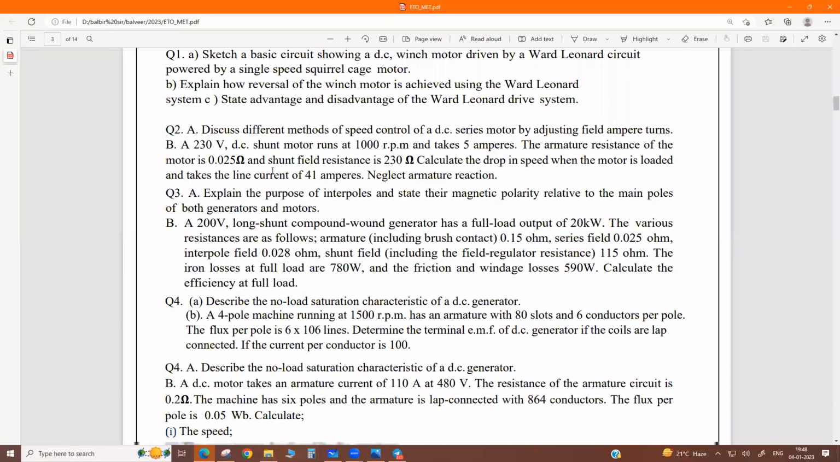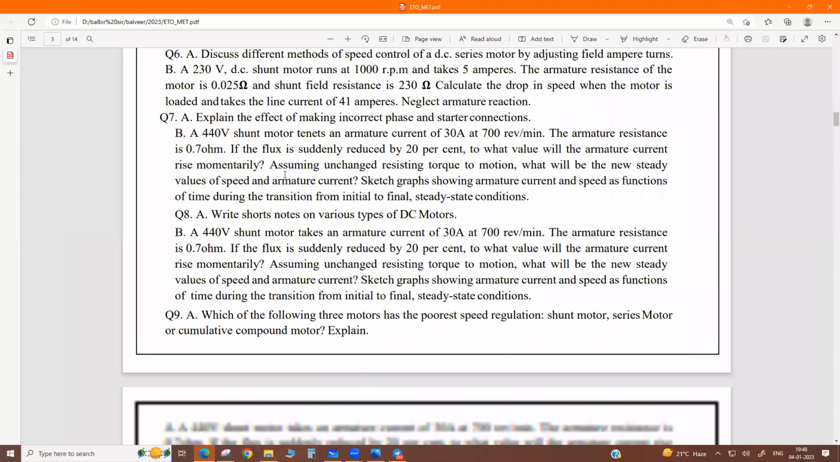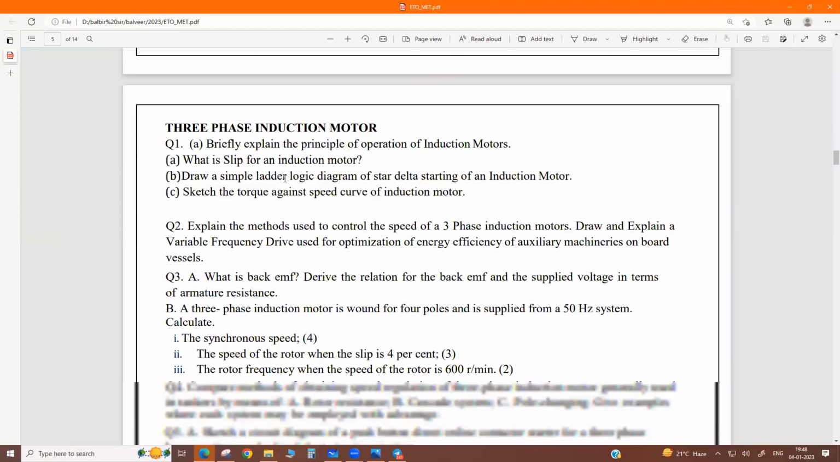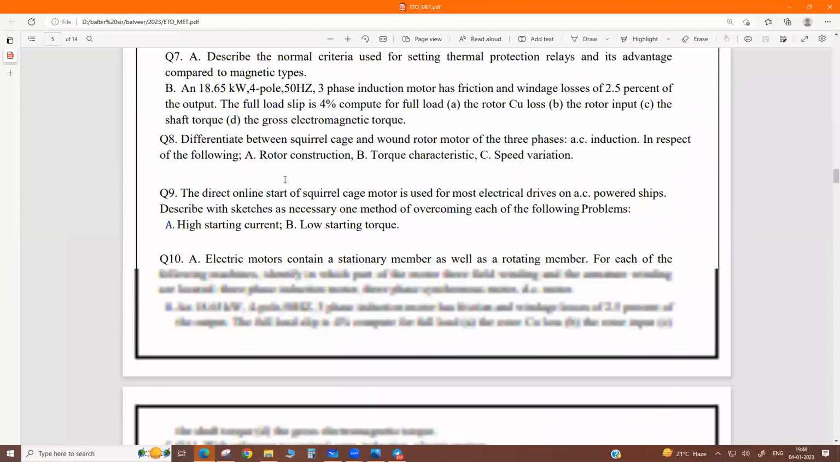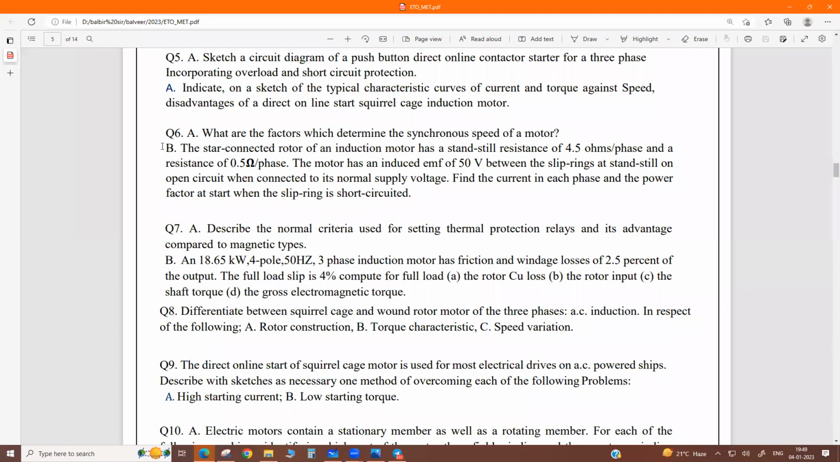EMT 6, this one. No, it is a 3-phase induction motor. 6-1 is correct. Nice question. See, what are the factors that determine the synchronous speed of a motor? It is very easy. Now this part B.